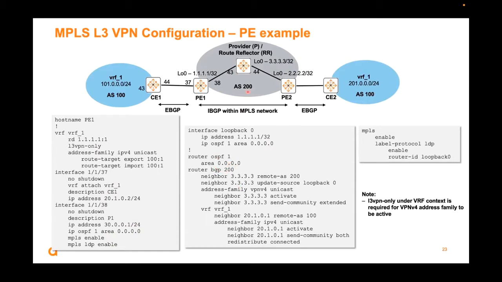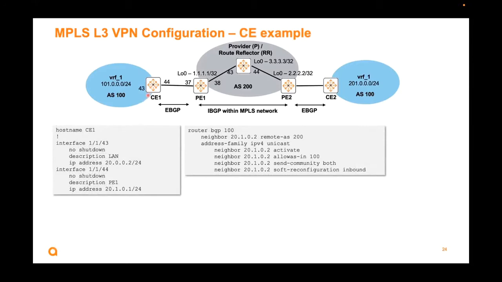So BGP, this is AS200, you can see. So you have peerings within the MPLS network towards the route reflector. You see the neighbor is 3.3.3.3, and that uses address family VPNv4. You peer to it, you send your community. You also have your VRF, and you actually peer to the remote CE here. You can see now the remote AS number is 100 because you peer to the CE. Here you just have address family IPv4 unicast, and you activate those. MPLS, same thing, enable it globally. Under LDP, enable it, specify a router ID.